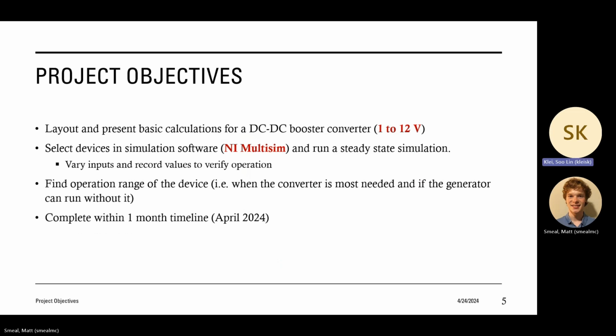For the project objectives, we have to lay out and present basic calculations for a DC to DC boost converter, 1 to 12 volts. Select devices in simulation software, which we use in Multisim, and run a steady state simulation. Find an operation range for the device and complete this within the 1 month timeline of the semester that we have.